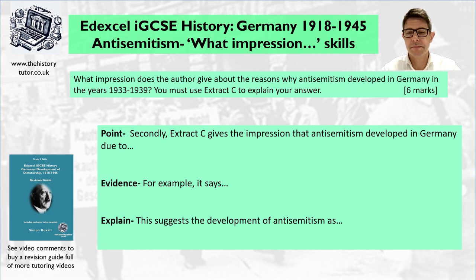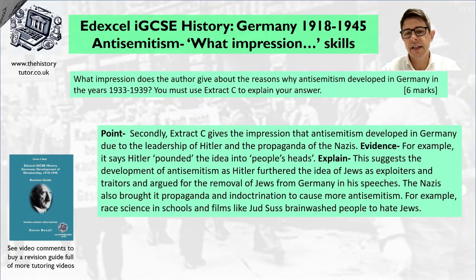Away you go. So I've said that, secondly, extract C gives the impression that anti-Semitism developed in Germany due to the leadership of Hitler and the propaganda of the Nazis. For example, it says Hitler pounded the idea into the people's heads. This suggests the development of anti-Semitism as Hitler furthered the idea of Jews as exploiters and traitors and argued for the removal of Jews from Germany in his speeches. The Nazis brought in propaganda and indoctrination to cause more anti-Semitism. For example, race science in schools and films like Jud Süß brainwash people to hate the Jews.